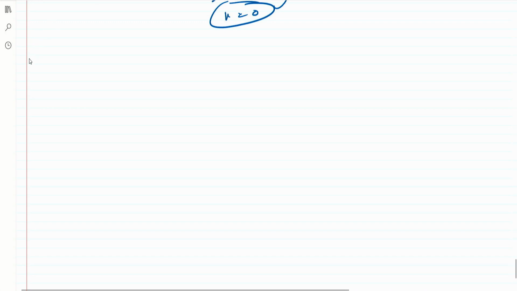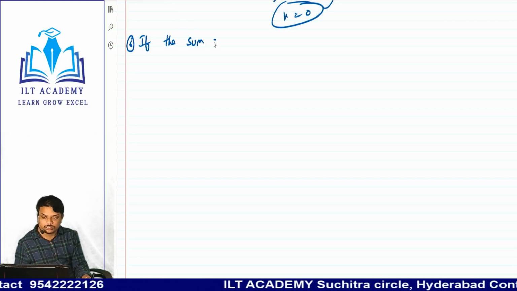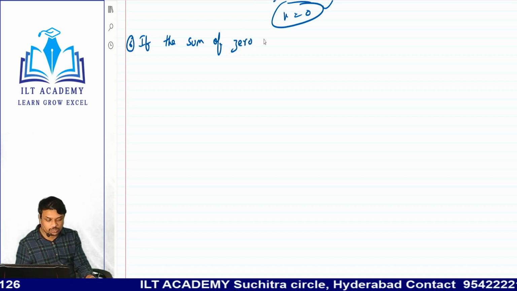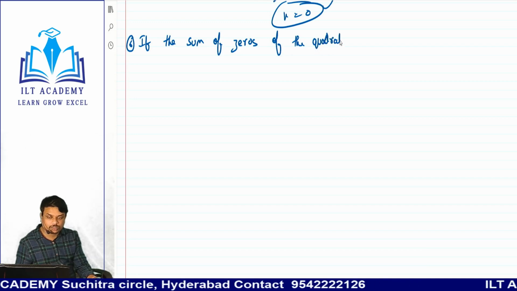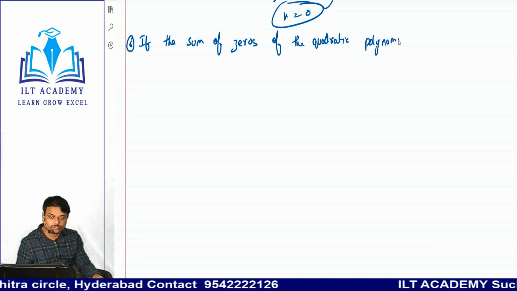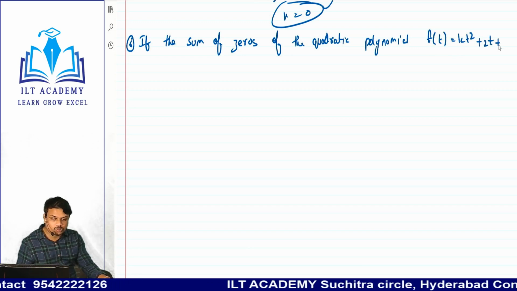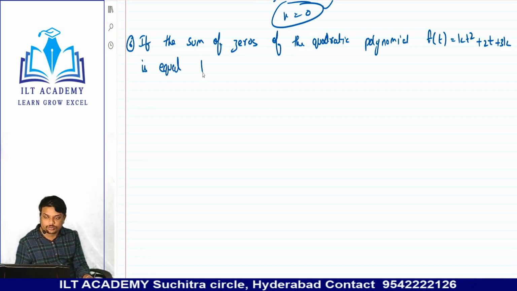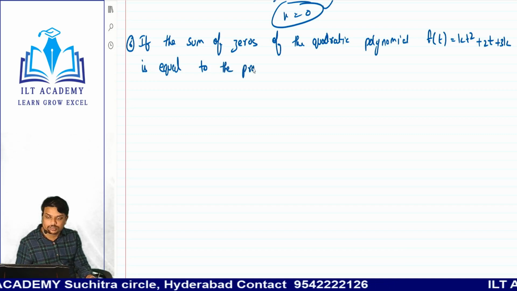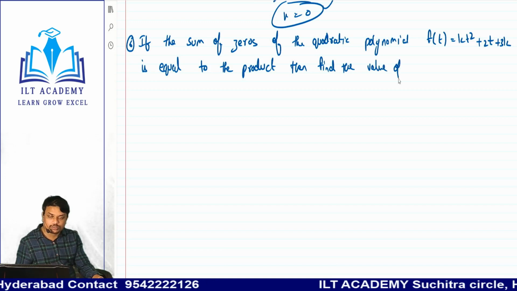अब देखो 6th वाला क्वेश्चन. If the sum of zeros of the polynomial f of t is equal to kt square plus 2t plus 3k is equal to the product, then find the value of k.